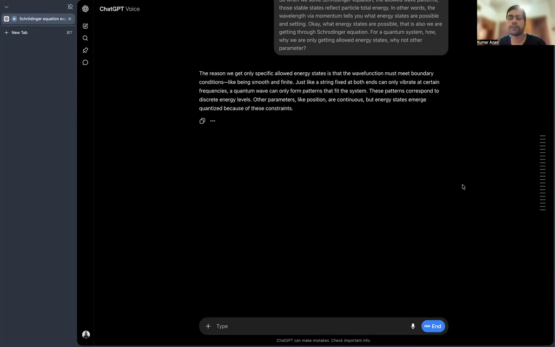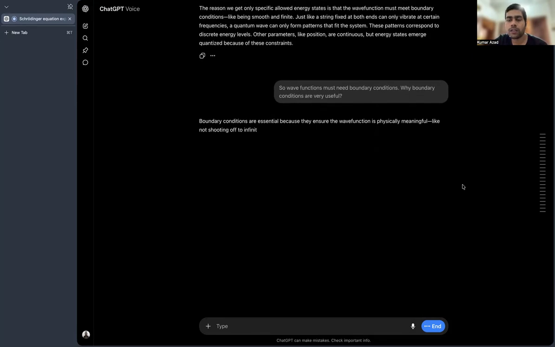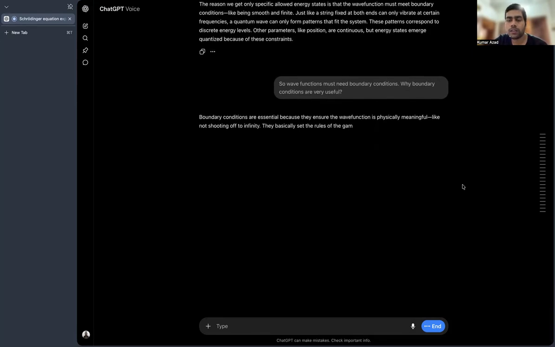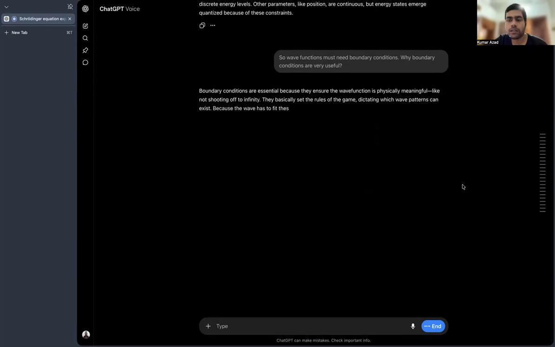So the wave function must need boundary conditions. Why are boundary conditions very useful? Boundary conditions are essential because they ensure the wave function is physically meaningful, like not shooting off to infinity. They basically set the rules of the game, dictating which wave patterns can exist. Because the wave has to fit these conditions, like being zero at the edges of a box, it limits what solutions or energy states are possible. In other words, boundary conditions give us those neat, discrete, allowed states.